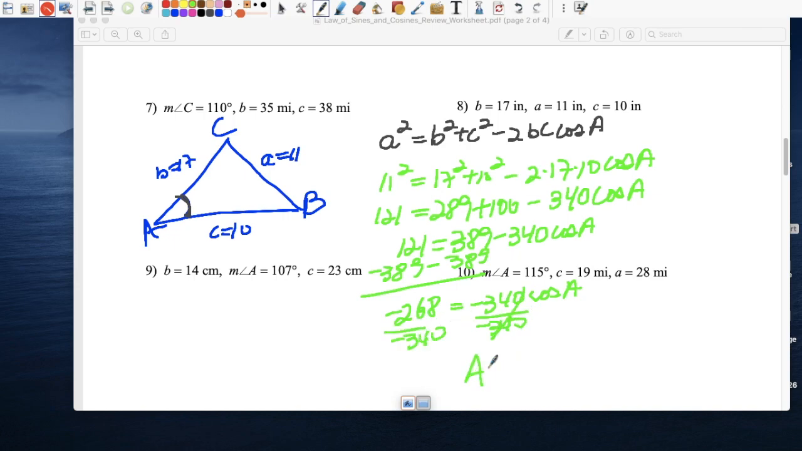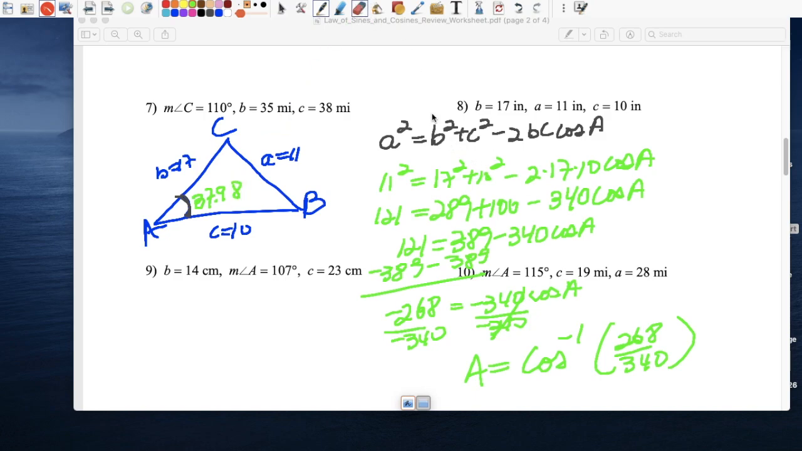So angle A, let's just do it all at once. Inverse cosine here, and we're going to put this number here, right? Or the decimal version of it, whichever you want. So second function, cosine, 268 over 340. That's going to give us the angle A is 37.98.